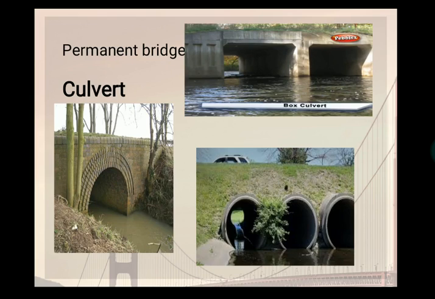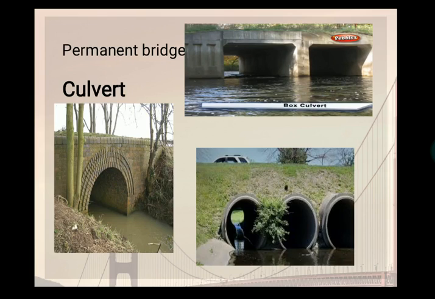Next is arch culverts. In these cases, the surface consists of arches. Actually, it is similar to masonry bridges. In arch culverts, piers and varying batters to the sides of the abutments are not provided.